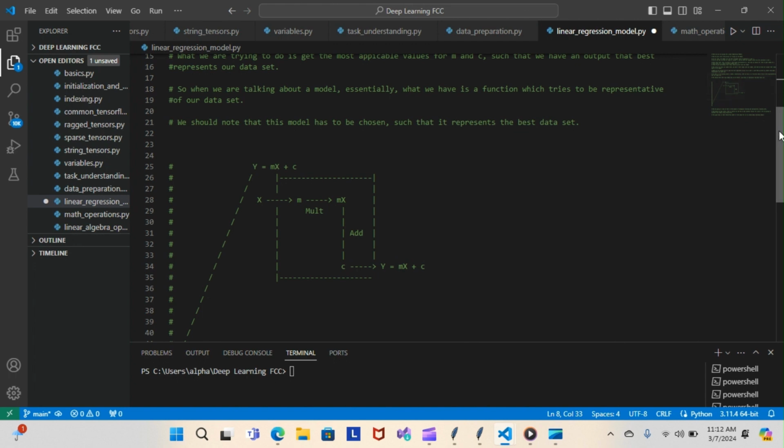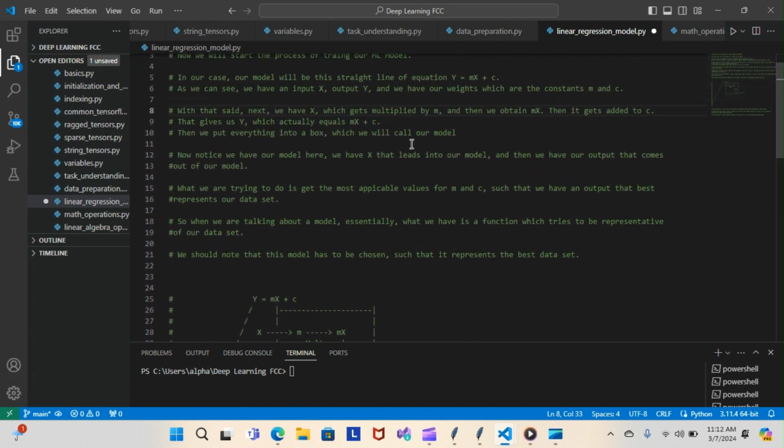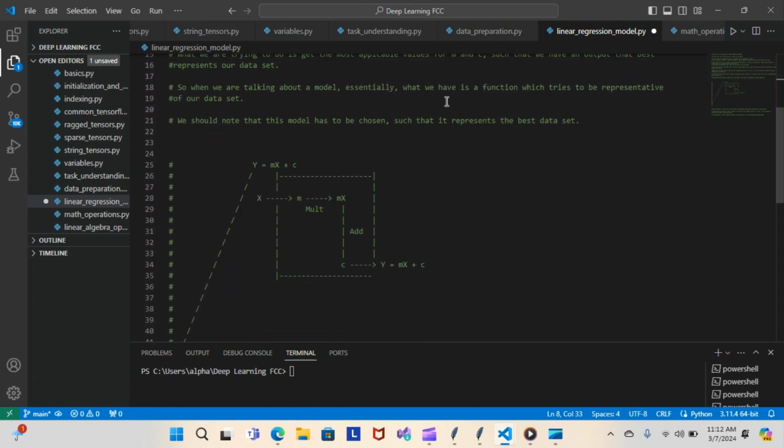So let's go back up to the reading. Next we have x, which gets multiplied by m. We went over that part already. That gives us y, which actually equals mx plus c. So this is pretty much the same. It's just saying that y is equivalent to this equation here. Then we put everything into a box, which we call our model. That's what you can see. I just showed you that a second ago. We had to create this box around our model here, and that's how we did that.